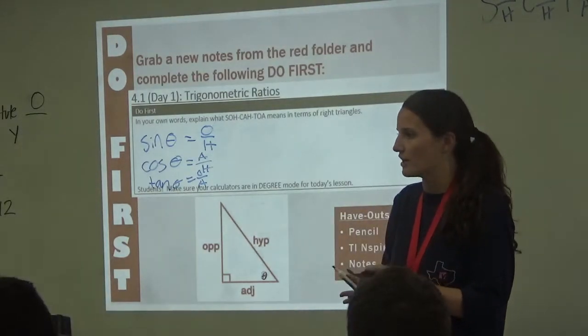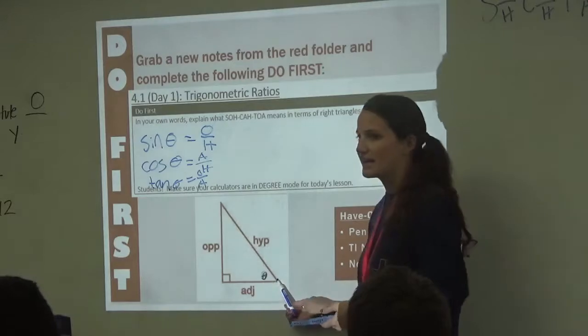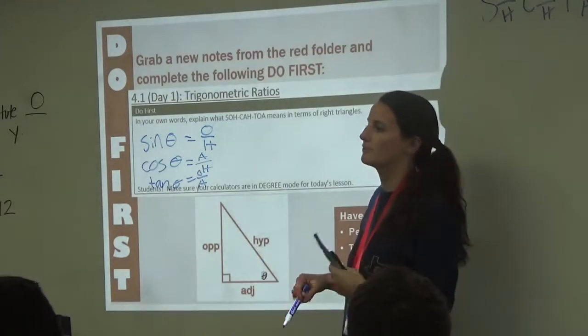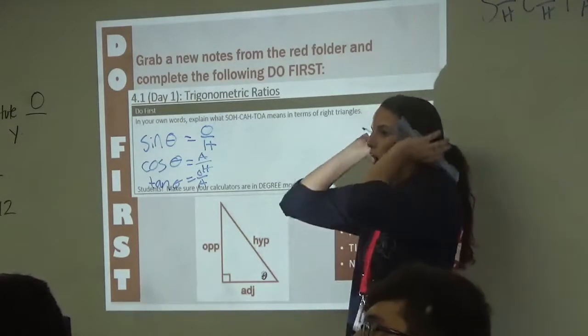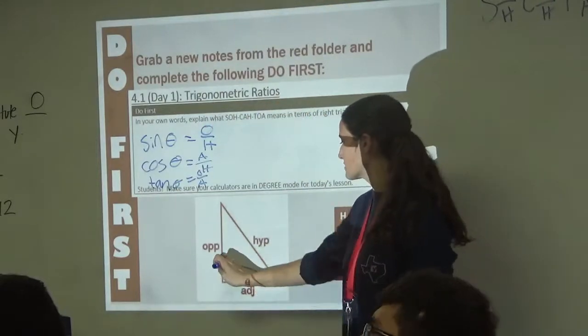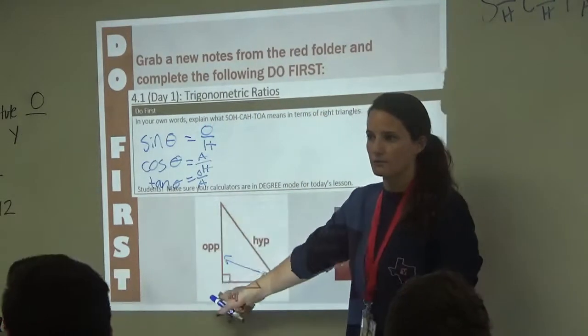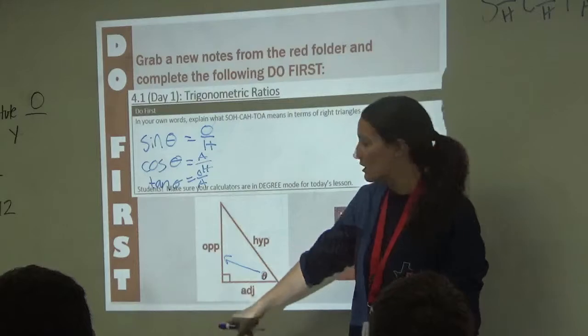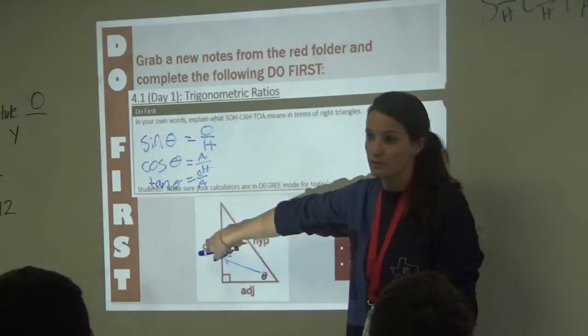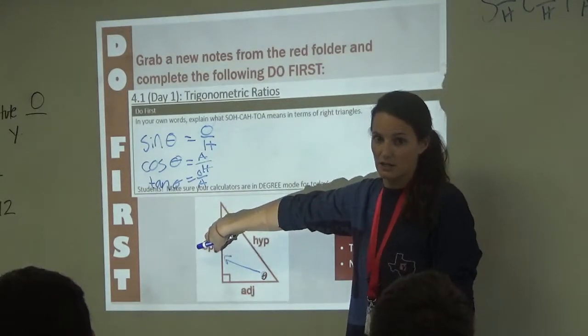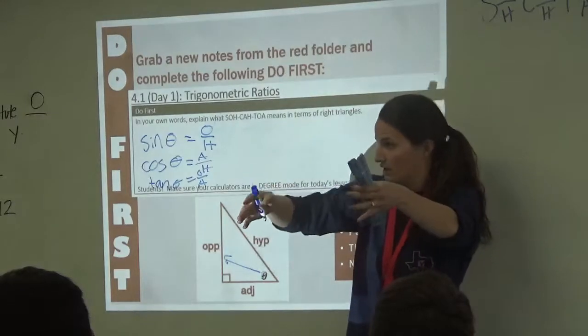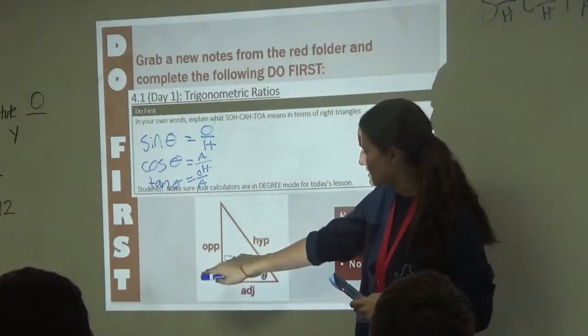Okay, let's talk about where those are. If this is theta, picture yourself standing on top of theta. If you look opposite or across the triangle, this side would be your opposite side. Now if theta was up here, this would no longer be the opposite side, right? You would have to look across from that angle. But from this angle, this would be the opposite.